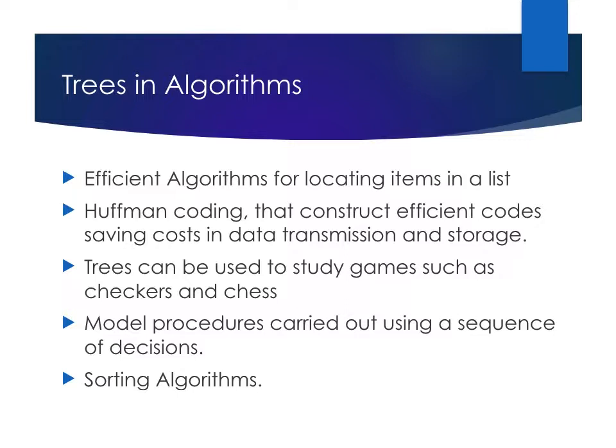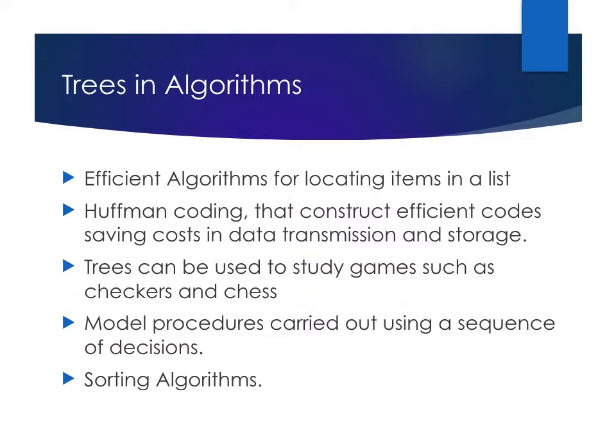For instance, trees are used to construct efficient algorithms for locating items in a list. They can be used in algorithms such as Huffman coding that construct efficient codes, saving cost in data transmissions and storage. Trees can be used to study games such as checkers and chess. Trees can be used to model procedures carried out using a sequence of decisions. Constructing these models can help determine the computational complexity of algorithms based on a sequence of decisions, such as sorting algorithms.